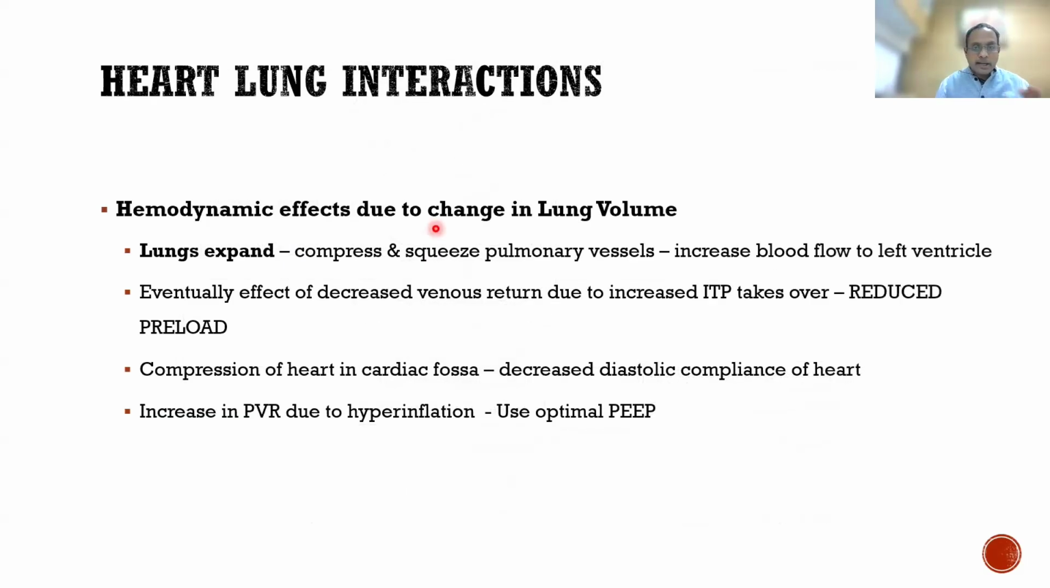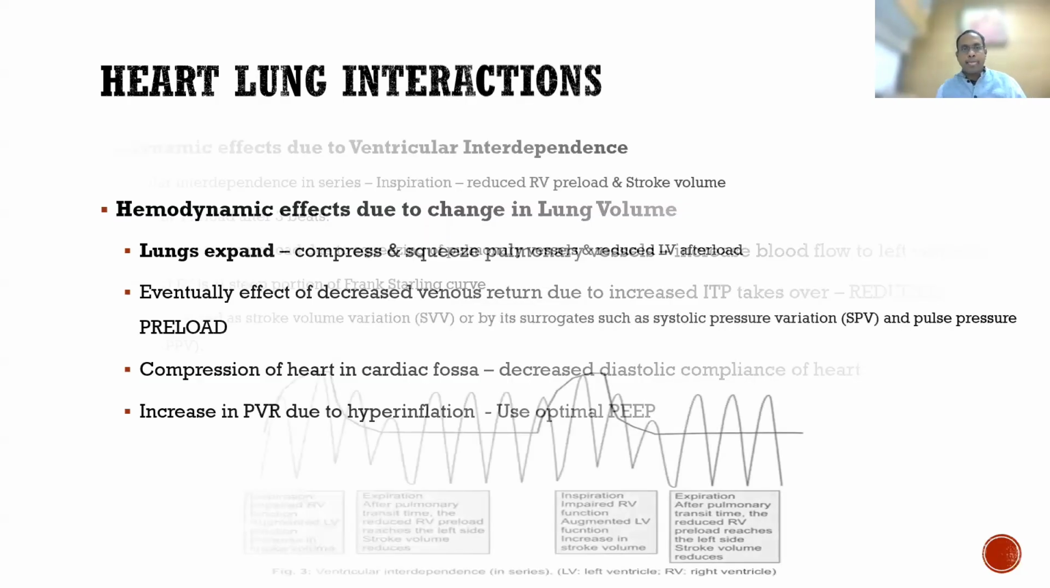So lungs expand, this I already explained. The second effect is that the lung volume decreases and the pulmonary vasculature is compressed, the flow to the left ventricle increases, and initially it increases the left atrial preload and left ventricular preload, but ultimately, because of the decreased venous return, after 3 beats, the preload decreases.